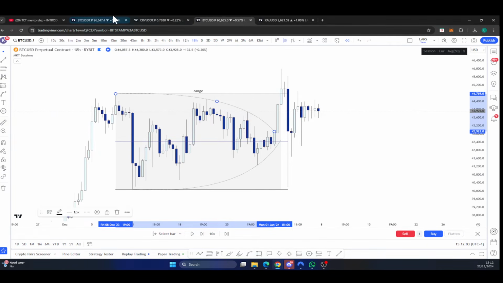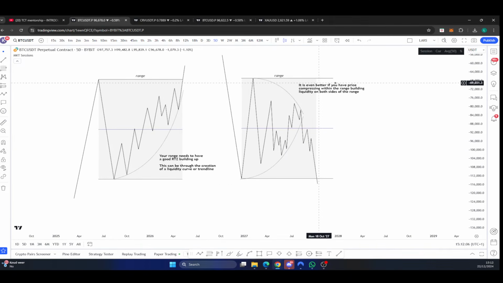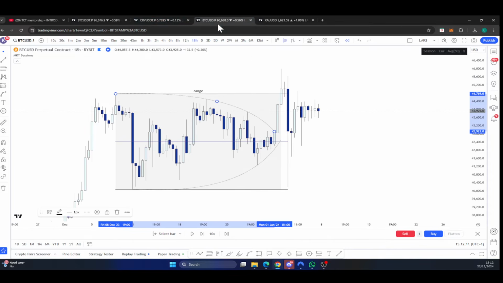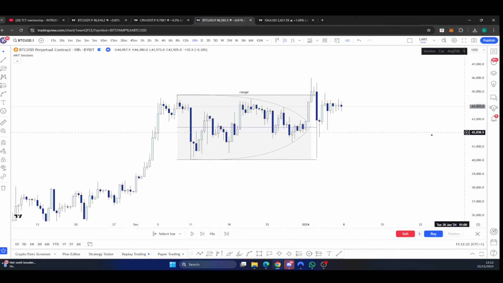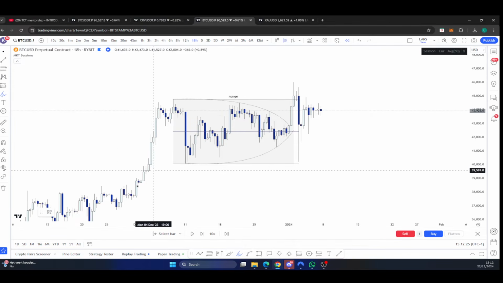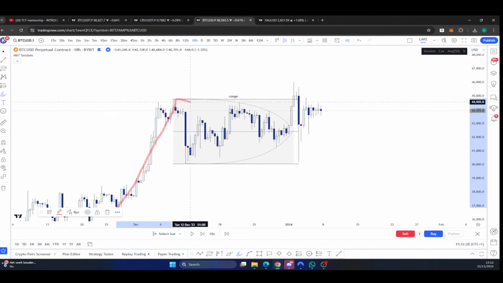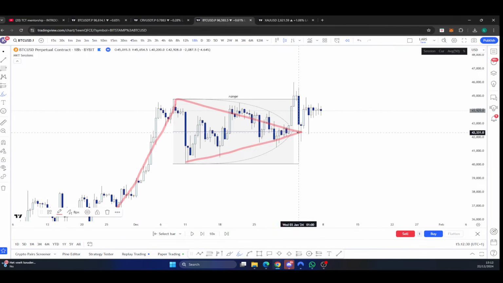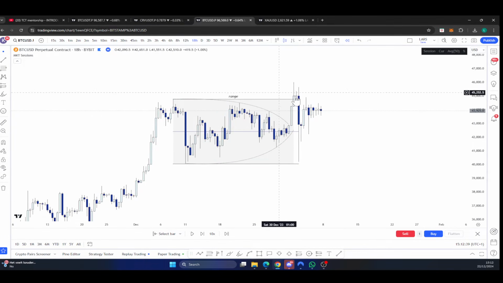Okay. Now, like I said here, it is even better if you have price compressing within the range, building liquidity on both sides. And that is exactly what we saw right here, where you have the range and you're building liquidity below while also building liquidity above. And then when you have that first move, following retail patterns, the first move tends to be the fake move, because a lot of people will look at this and talk about it being some sort of bull flag or whatever they would like to call it, and they target way higher. And then the market makers benefit off that retail pattern by making the first move the fake move, reversing back down, liquidating all of them before actually moving higher.